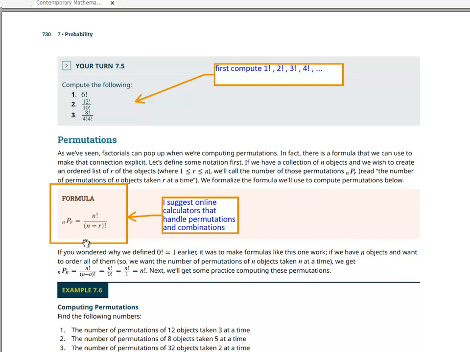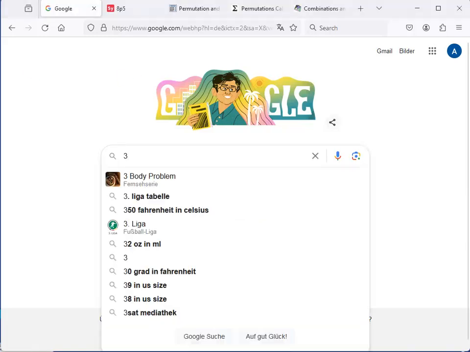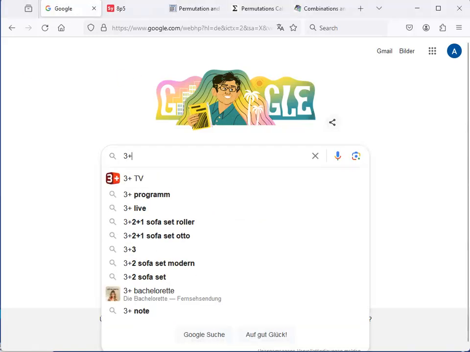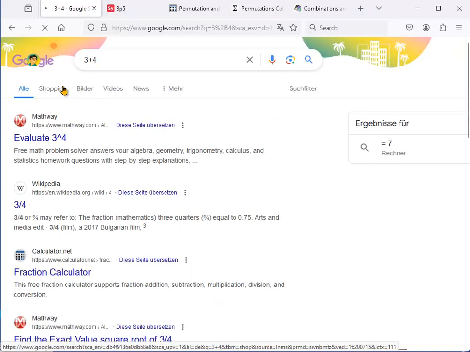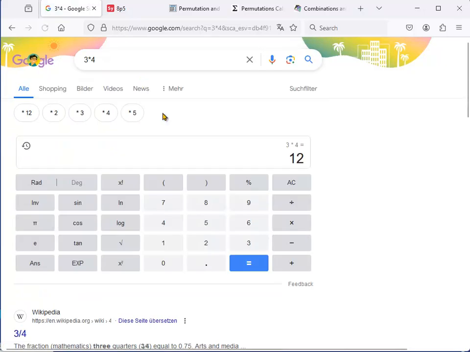All right, we're almost ready to get to permutations, but let me first show you factorials on the Google calculator. It's really straightforward. First, I'm going to find the Google calculator. I was just typing 3 plus 4, 3 times 4. That actually didn't work, so I'm going to do 3 times 4. There we go.